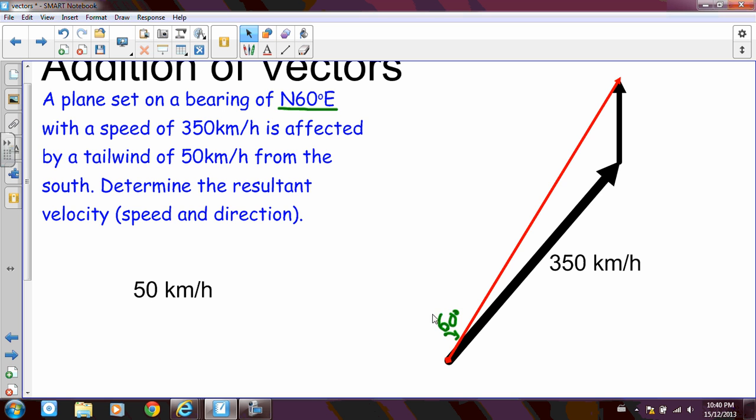And the question really is asking me what is the size of this, knowing that the 50 is over here, and what is the direction of it. In the same way that we described the direction of the 350 as being north 60 towards the east, we'll have to figure out what the direction is from the north towards the east of the resultant path. That'll be the last step.